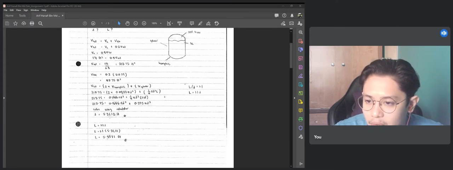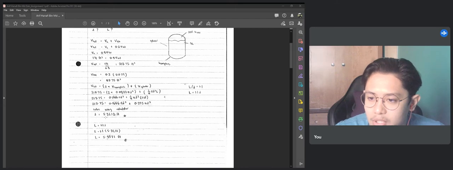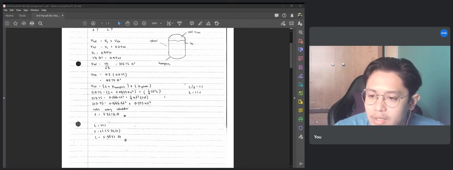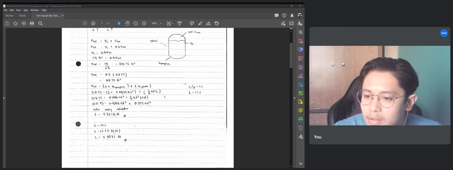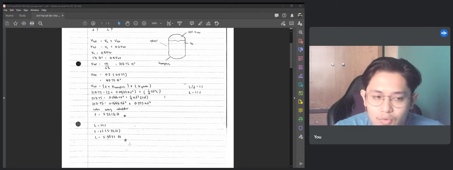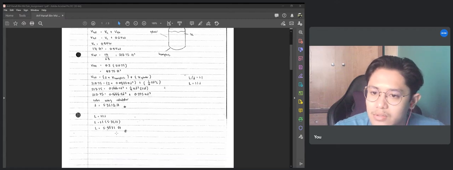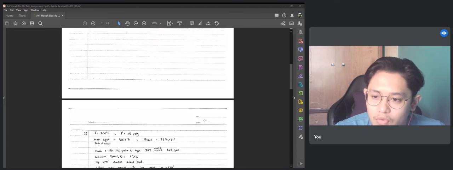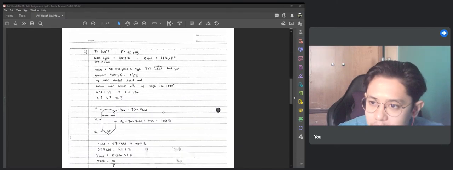After I have solved it, I get 5.3610 feet. Then from the diameter that we get, we insert it into the equation L equal to 1.1 D. Then we will get 5.8971 feet. So that's all for the first question. Then we move on to the second question.